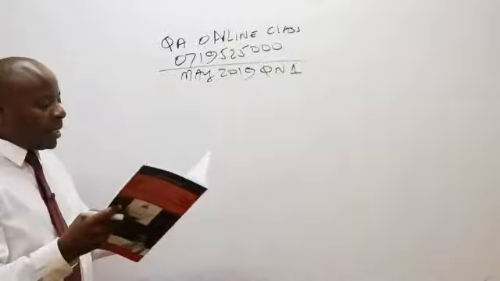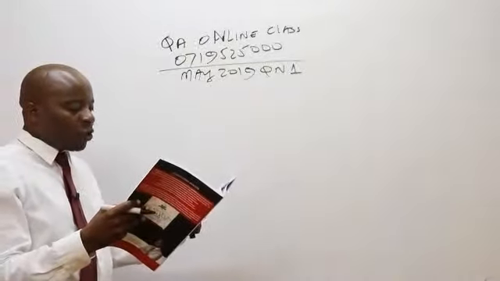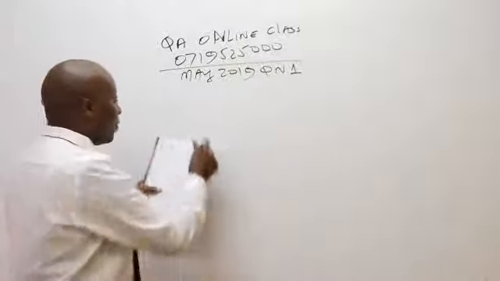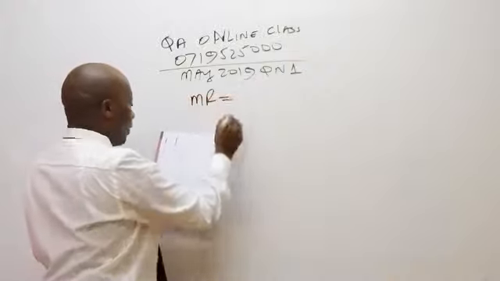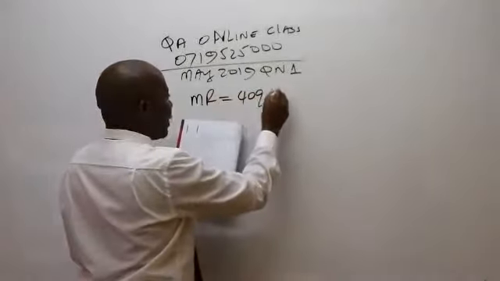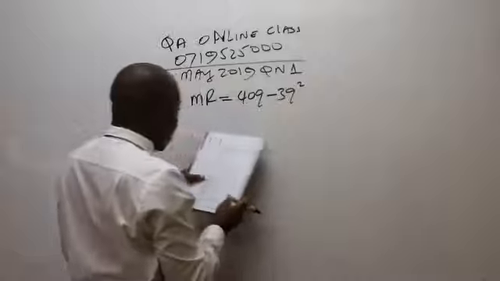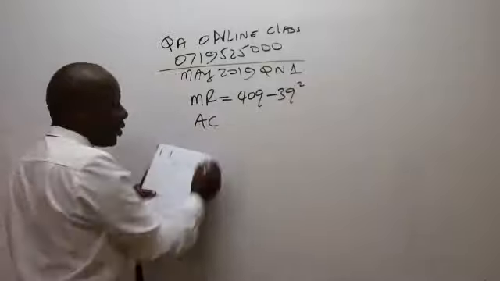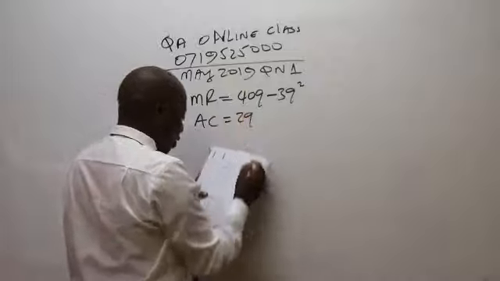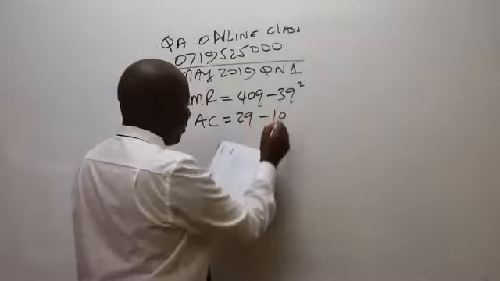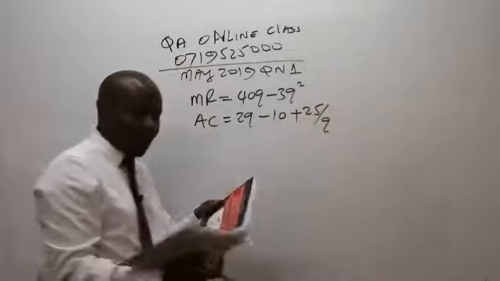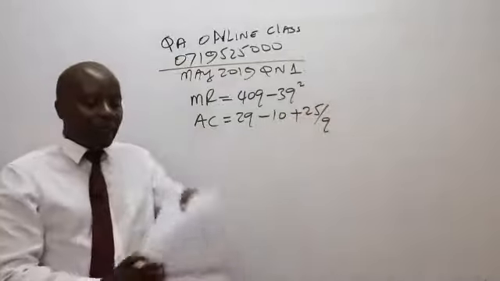So you are told here the marginal revenue and the average cost functions of Biashara are given below. They have given us the marginal revenue: marginal revenue equals 40Q minus 3Q squared. And then they have given us AC, of course, AC stands for average cost. Average cost is 2Q minus 10 plus 25 over Q.